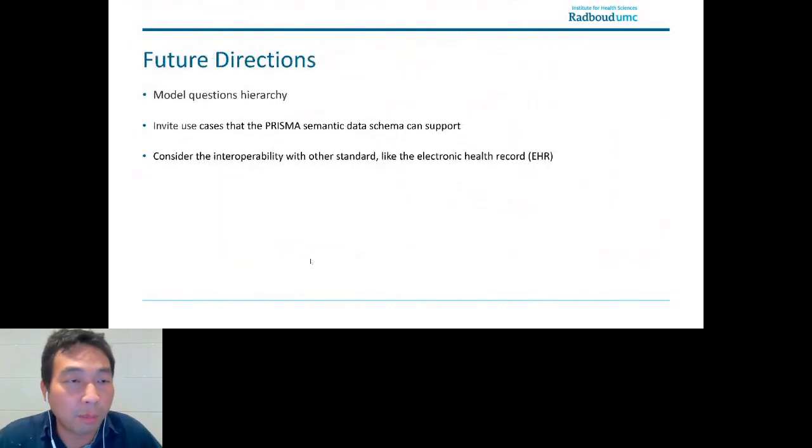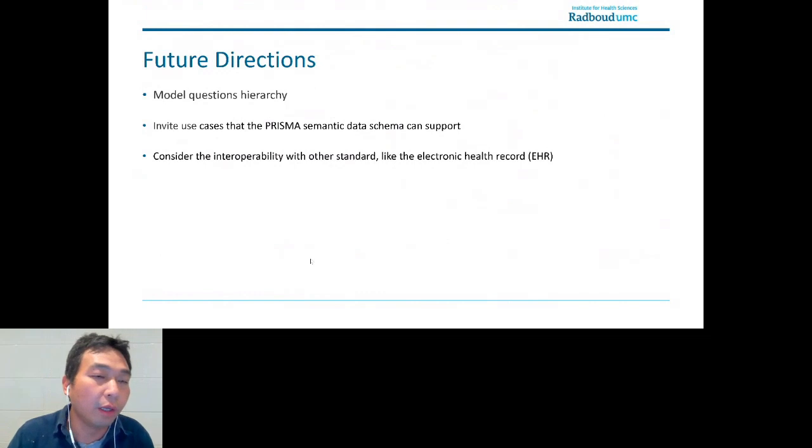Some thoughts about the future direction. We maybe would like to model the questions hierarchy, because in the questionnaires, the questions could have some relationship or a hierarchy between them, or maybe follow-up questions, this kind of relation. And we would like to invite use cases that the PRISMA semantic data schema can support. And we would also like to consider interoperability with other standards, for example, EHR.